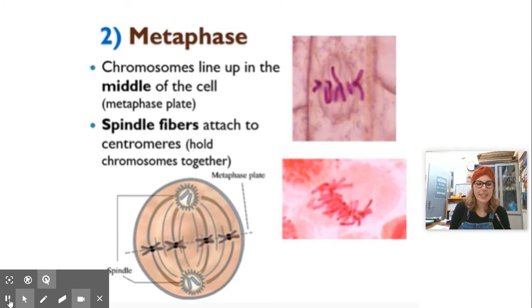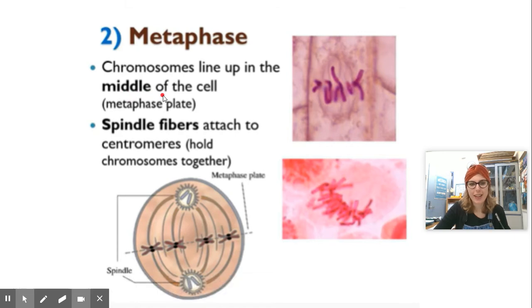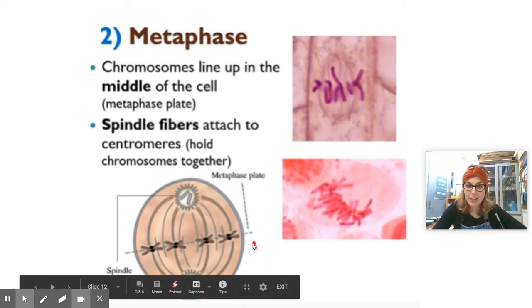The next phase of mitosis is called metaphase, M for middle. So what we're going to see in metaphase is that the chromosomes are going to line up in the middle of the cell in a place called the metaphase plate. And so you can see that here in the cell, right? All the chromosomes were condensed in prophase, but now we can see that they're lined up right in the middle of the cell, okay?